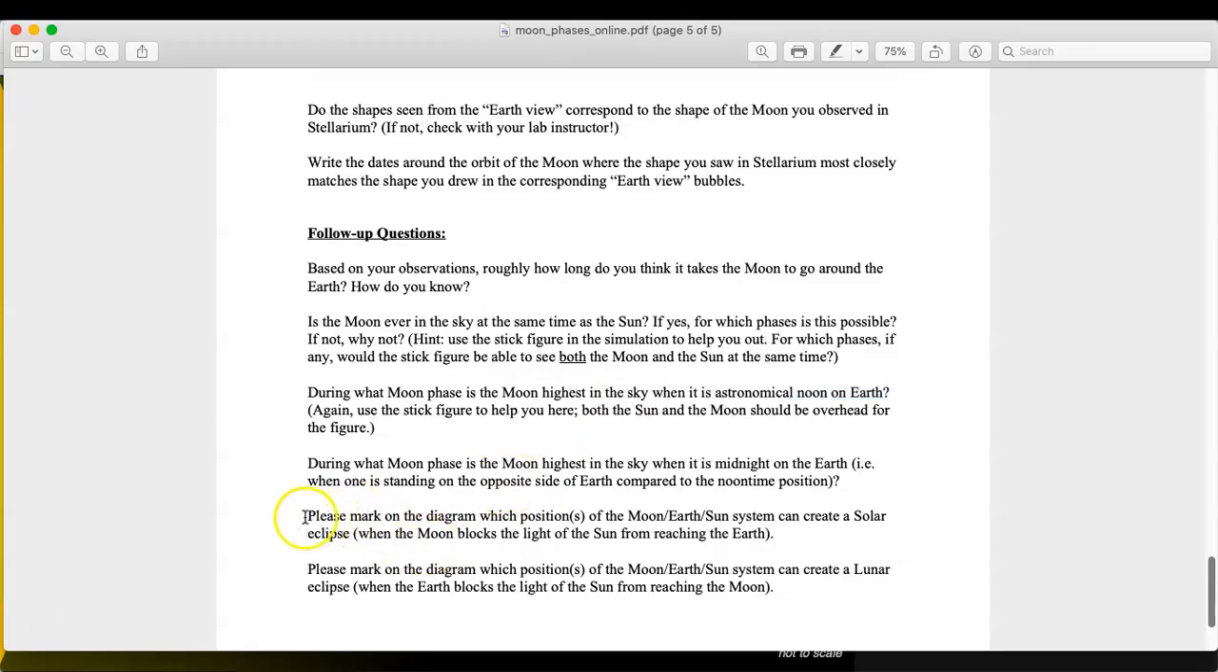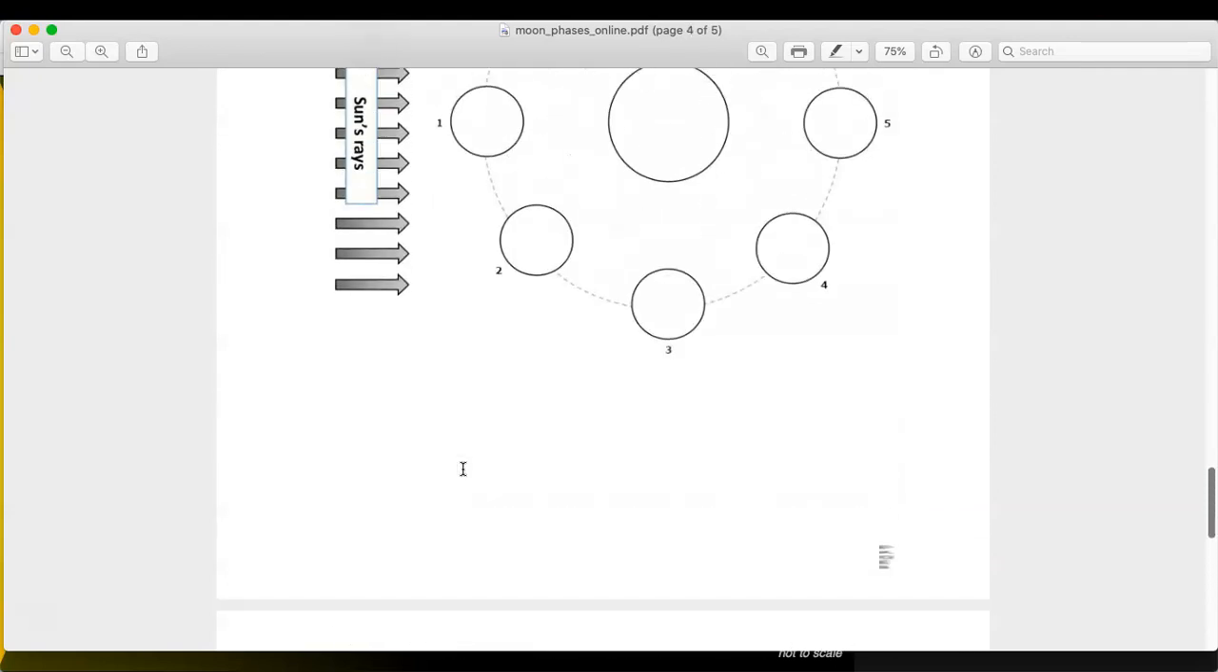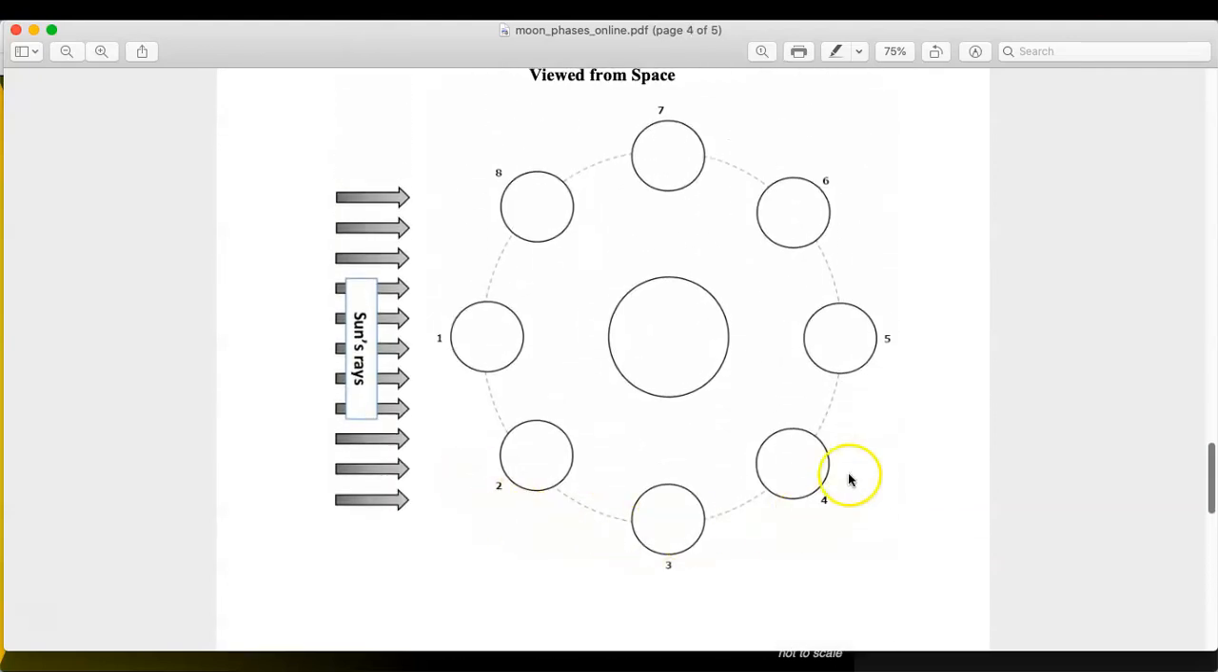And here you're asked to mark on your diagram which position of the moon, in the Earth-Sun-moon system, would have the conditions for a solar eclipse. And likewise, where would the moon have to be for a lunar eclipse? Choosing amongst these positions, 1 through 8, where would the moon be for a solar and lunar eclipse is what it's asking. And that's our lab.